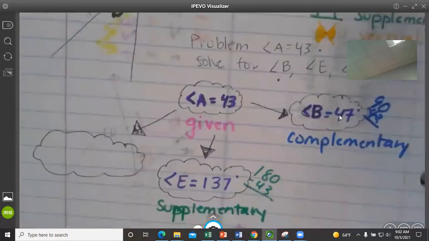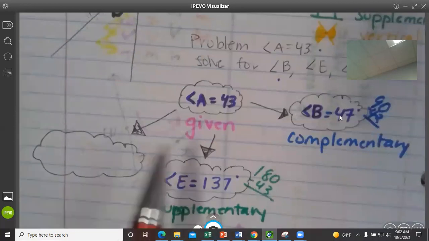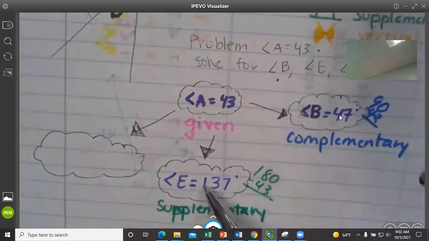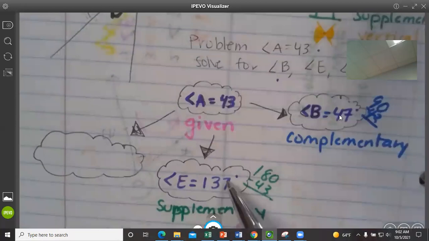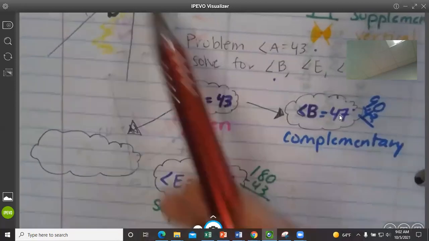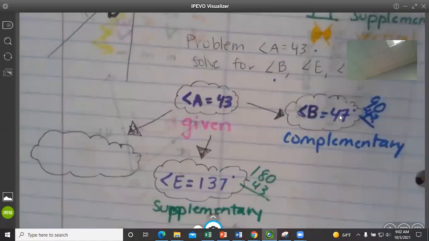The arrows are really important. If you put it on the wrong thing, like for example, if I put the arrow between these two, then that means I'm talking about them. Like if I put the arrow between these, then I'm saying that B and E are supplementary. So it's really, really important that the arrows are correct, that they're pointing to the right things. Since we're talking about A and D, it has to be from A and D.